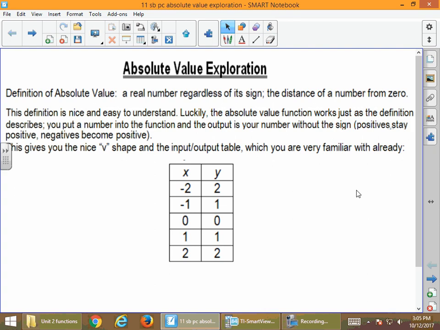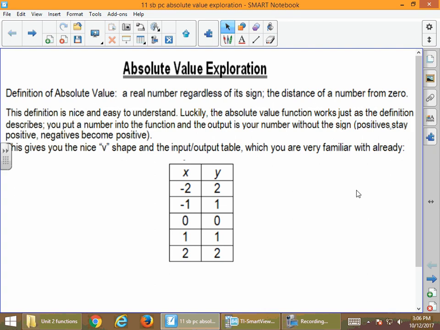from zero. If you're in room 2003, there's a green poster in the back of the room that says that absolute value won't put up with negativity. And that's what's nice about the absolute value. The absolute value function works just as the definition describes. You put a number into the function, and the output is your number without the sign. So in other words, absolute value won't put up with negativity.